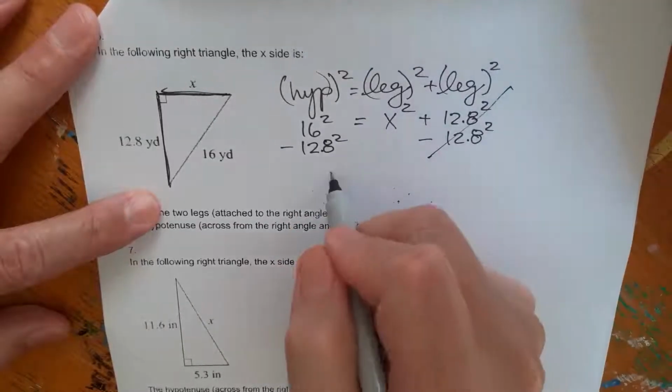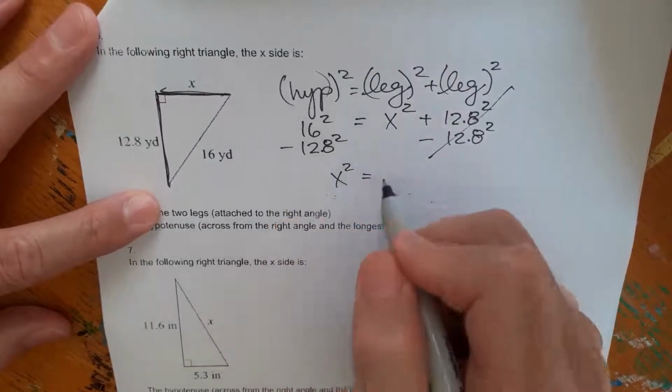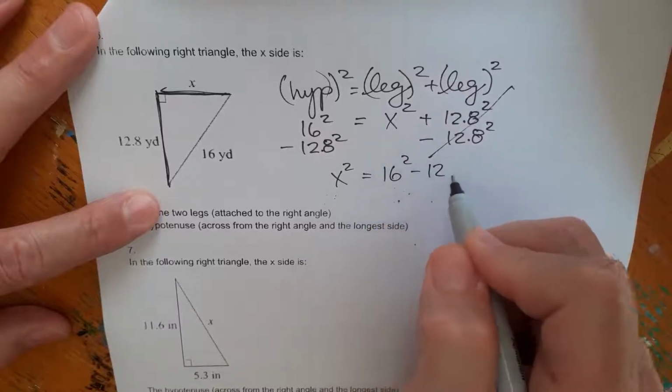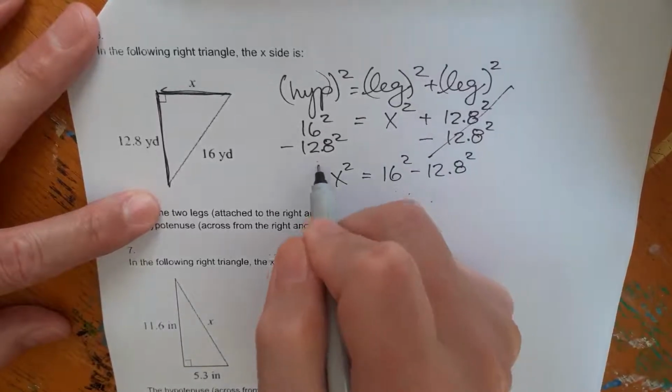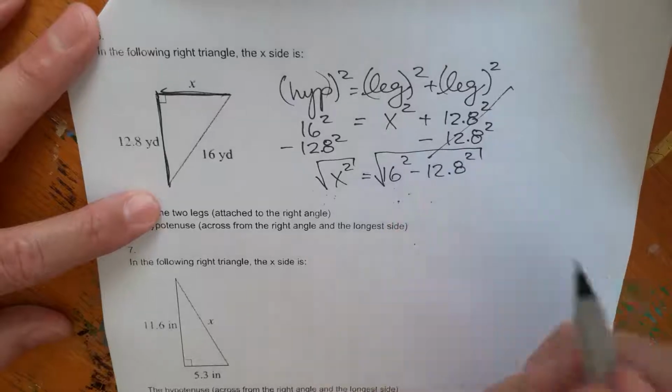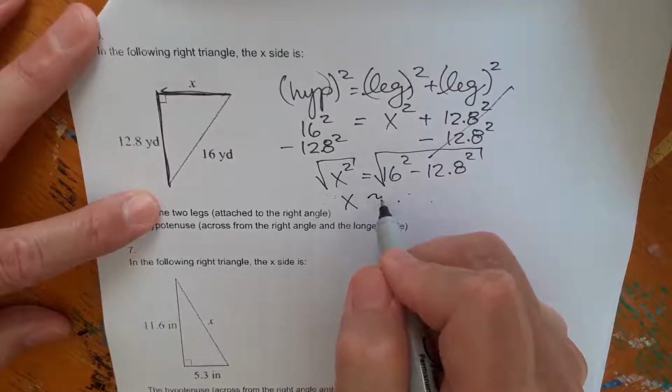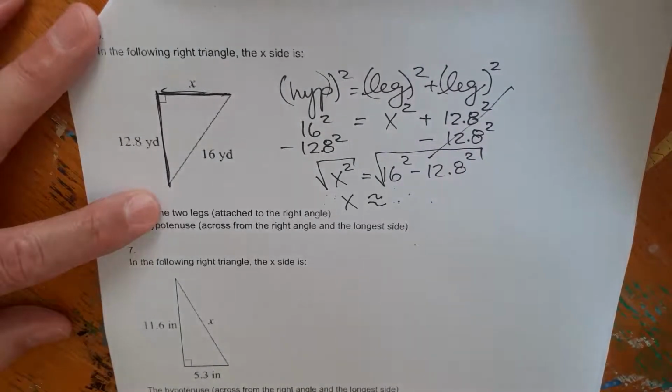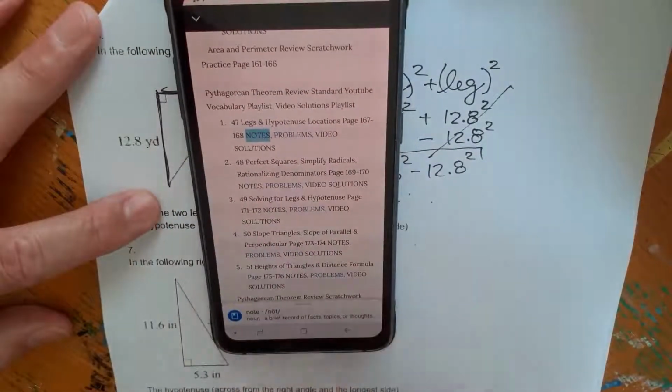It's going to disappear from this side. I'm going to reverse the sides, and this is going to become 16 squared minus 12.8 squared. Then we're going to take the square root of the left and the square root of the right, and we're going to get x is, we'll see if we're approximately equal here. This one's definitely a calculator problem.